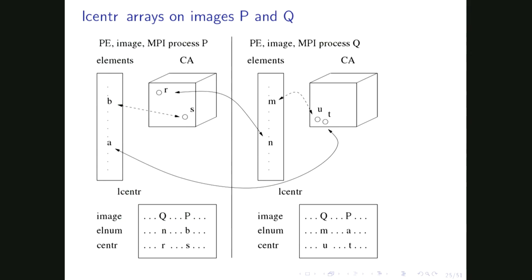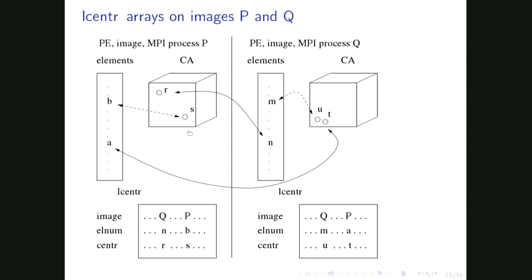The key role of this array L center is shown here. Again, it's a very schematic diagram. The vertical bar here separates two processing elements, P on the left and processing element Q on the right. So this is also MPI process P and image P, and this is also MPI process Q and image Q.